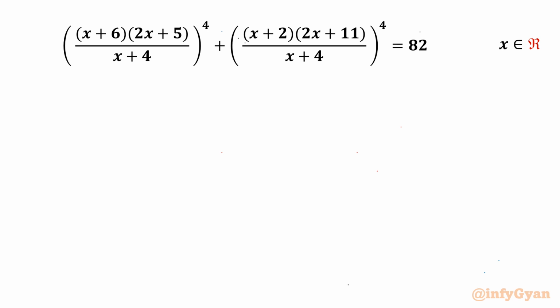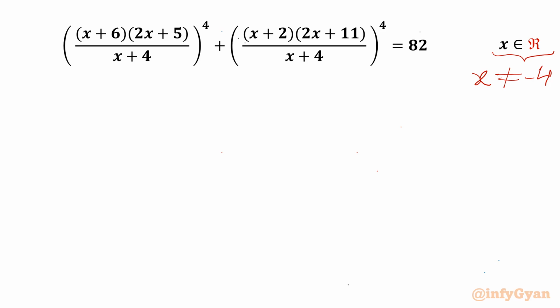In today's video, we are going to take up another very interesting and challenging question from rational equations. The equation is (x + 6)((2x + 5)/(x + 4))^4 + (x + 2)((2x + 11)/(x + 4))^4 = 82, and we'll be solving for real values of x. So let's get started by writing: our denominator cannot be 0, so our answer cannot be -4.